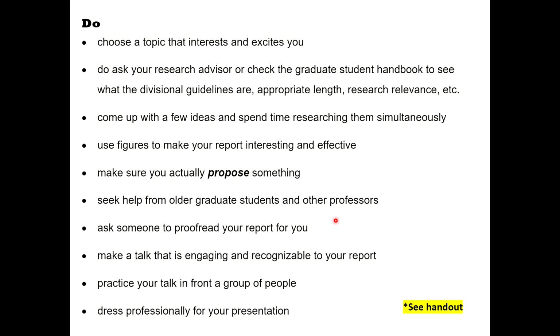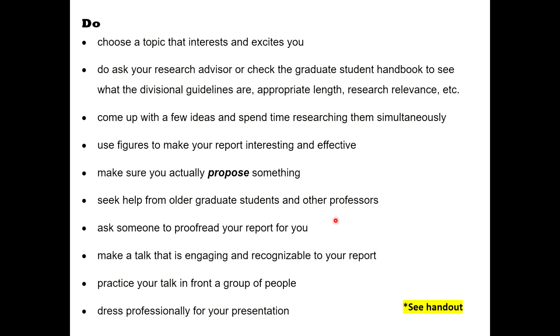I have been in OPs where it's a completely new project and I'm like, oh my gosh, where did this come from? So try to make it recognizable to your report. Maybe use similar formatting, bring in some of the same figures, the same ideas, and let us know that it is the oral presentation of your written document. You don't need to reinvent the wheel.